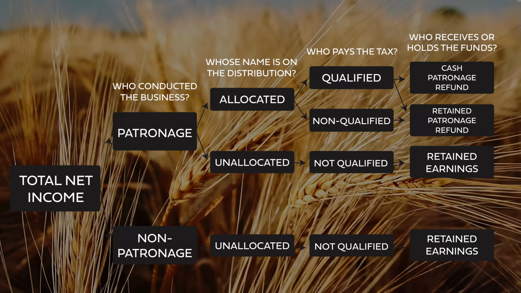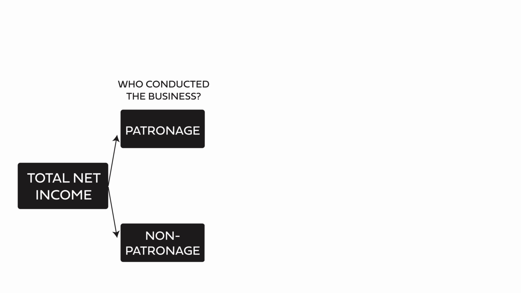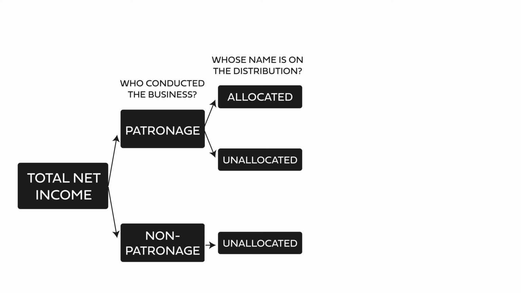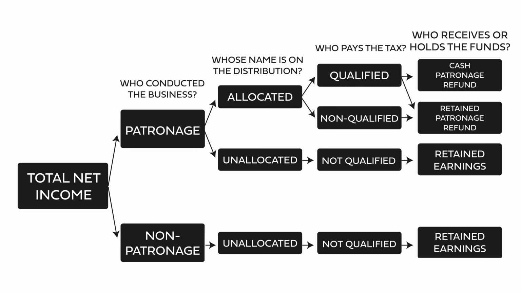From here, the flowchart progresses through 4 distinct columns that each address a specific question regarding the distribution of a cooperative's income. First is, who conducted the business? Second, whose name is on the distribution? Next, who pays the tax? And finally, who receives or holds the funds?